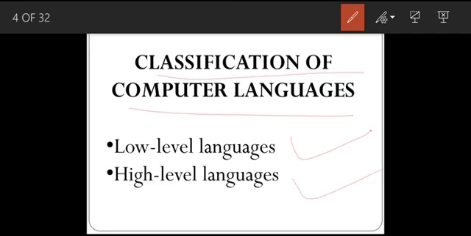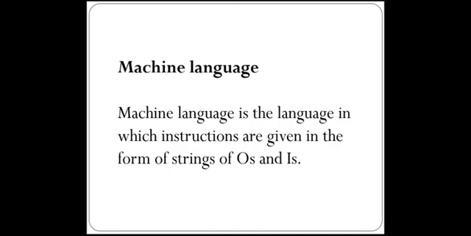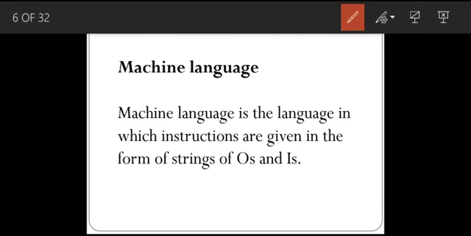Although we already know that a computer can understand only one language, that is binary language, why is there a need for low-level languages and high-level languages? Let's study. Low-level languages can be further divided into two categories: machine language and assembly language. Machine language is the language in which instructions are given in the form of 0 and 1. This is actually binary language, where instructions are given in the form of zeros and ones only.